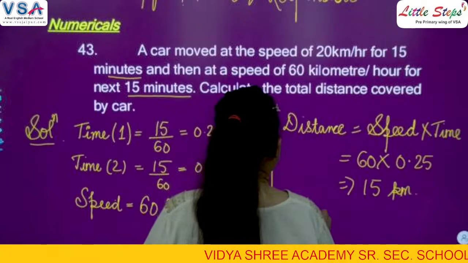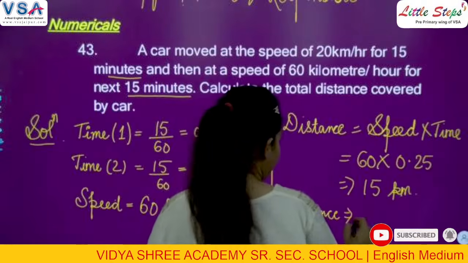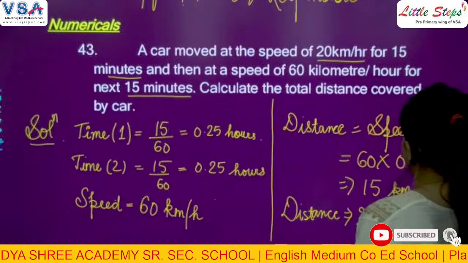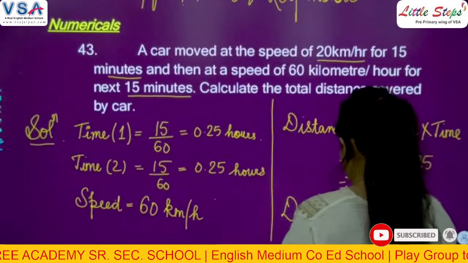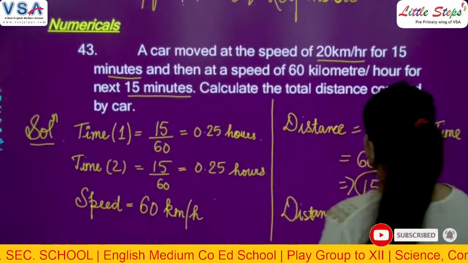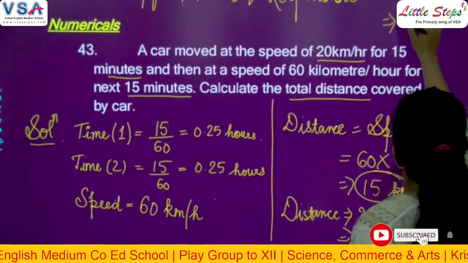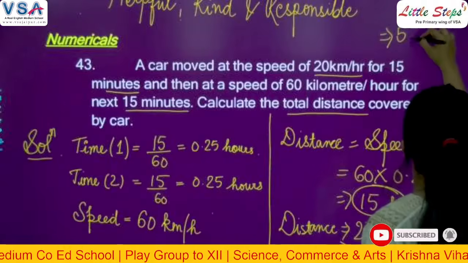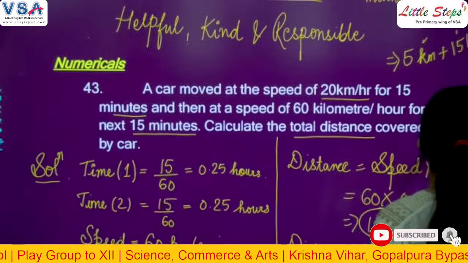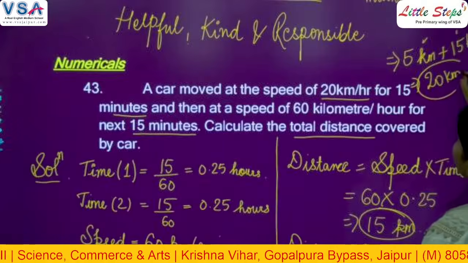And the next distance we also find out. We have 20 km per hour speed, again for 0.25 hours, and we have 5 kilometers. So the question is asking total distance. So the total distance is 5 kilometer plus 15 kilometer. So the answer is 20 kilometer.